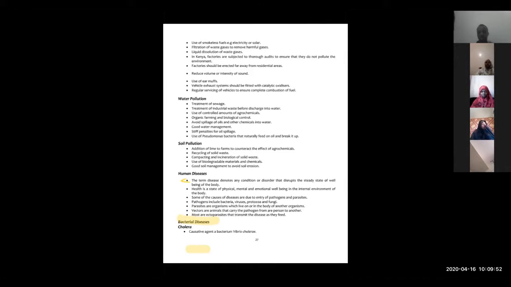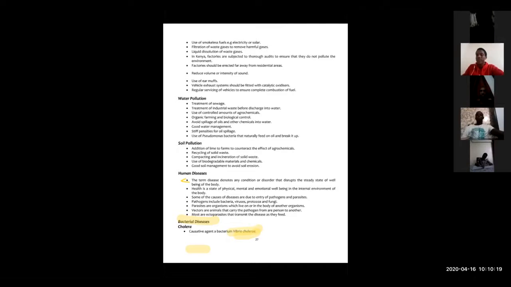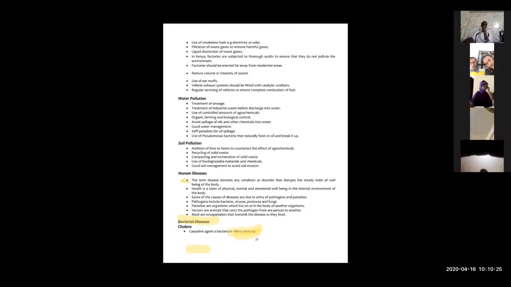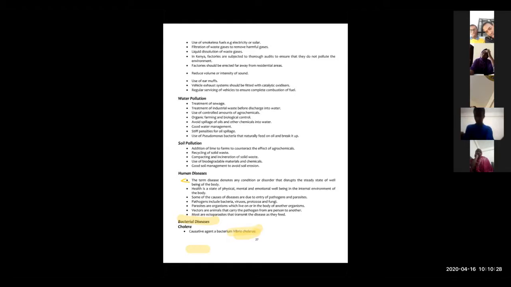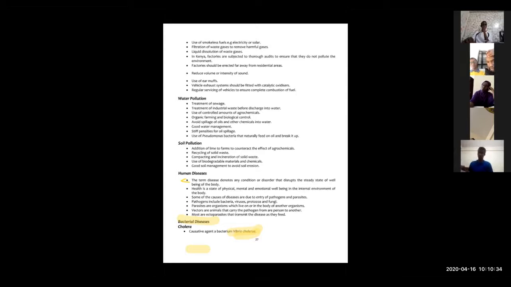The causative agent of cholera is called Vibrio cholerae. So Vibrio cholerae is the causative agent of cholera. In an exam situation, you can see this is a scientific name. So when you are writing Vibrio cholerae, make sure you follow the rules. Make sure the V begins with a capital letter, then the c is in small letter. Make sure you underline the two names separately.